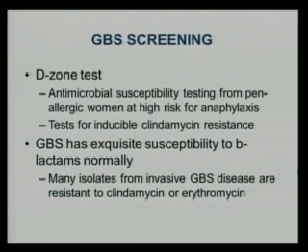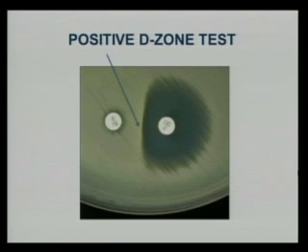And normally GBS has exquisite susceptibility to beta-lactams, but many isolates from invasive GBS disease were shown to be resistant to clindamycin and erythromycin. So that is a problem with the emerging use of antibiotics that we're coming to. So this is a positive D-zone test. You see this line here. This shows you blunting of your inhibition zone. This is clindamycin. And so this is showing you clindamycin resistance because this clindamycin is not wiping out this sample anymore.